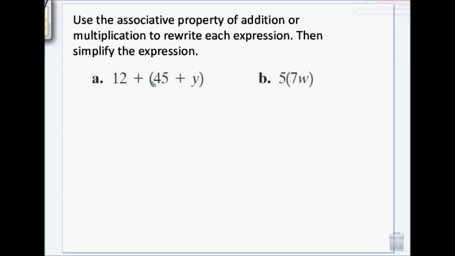If we're going to use the associative property, all we do is we move the parentheses. So instead of doing 12 plus 45 plus y, we're going to do 12 plus 45 plus y with the parentheses shifted. And instead of doing 5 times and then 7w, we'll do 5 times 7 times w. So we just shifted those parentheses over. Now, again, I had to put that dot between the 5 and the 7 because if I try to write 5 and 7 for multiplication, it just looks like 57. Right? So that doesn't work.